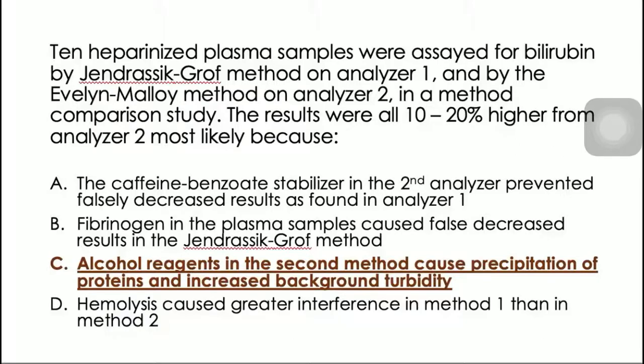Because remember, for Evelyn and Malloy, our accelerator is methanol. And this alcohol reagents can cause precipitation of proteins which can cause nga po turbidity. And turbidity can affect the spectro measurement. Magkakaroon tayo ng false increase in the spectro measurement. Kaya po lumabas dyan 10 to 20% higher. Okay? So that's for Evelyn and Malloy method interferences in the bilirubin methods. Letter C.